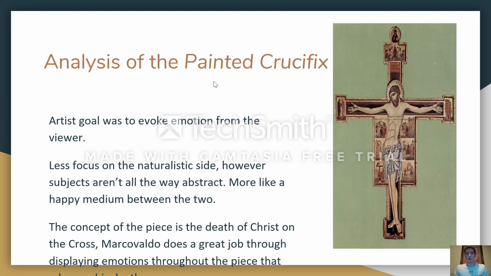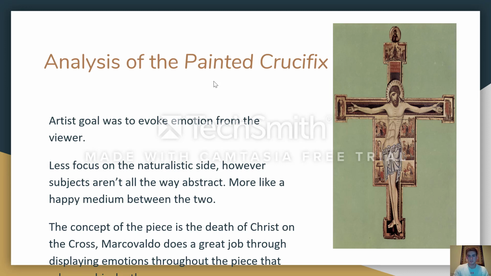It would have been quite easy for him to just use a very unbalanced format, as he used a balanced format as a cross. However, the artist was able to overcome. As a result, I think it's a very effective piece of art. I feel like there's less focus on the naturalistic side. However, subjects aren't all the way abstract. I feel as if it's more like a happy medium between the two. The concept of the piece is the death of Christ on the cross. Mark Avado does a great job displaying emotions throughout the piece.